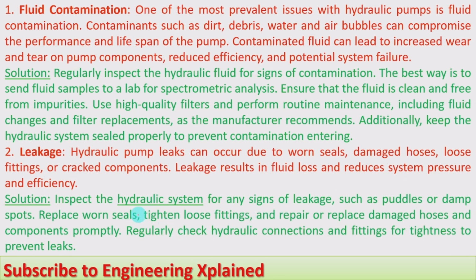Solution for this leakage: inspect the hydraulic system for any signs of leakage, such as puddles or damp spots. Replace the worn seals, tighten the loose fittings, and repair or replace the damaged hoses and components promptly. Regularly check the hydraulic connections and fittings for tightness to prevent leaks. Here, external leakage may be identified by the bare eyes and internal leakage by testing, and that should be inspected and maintained properly in order to reduce the leakage.